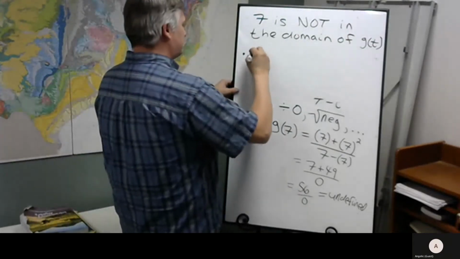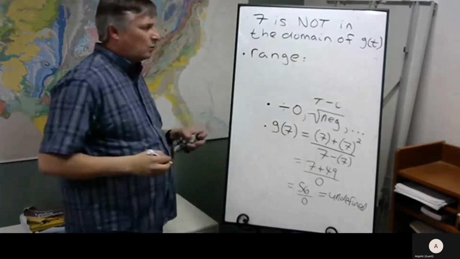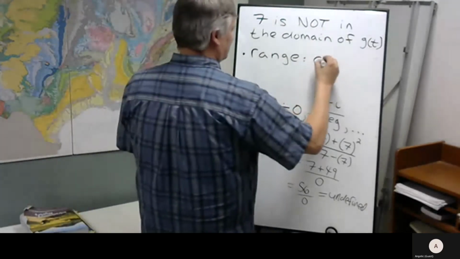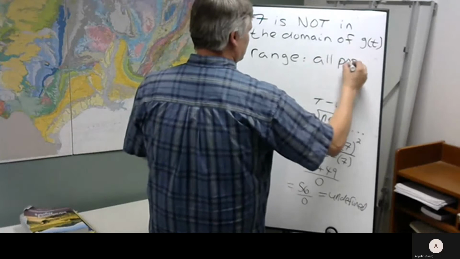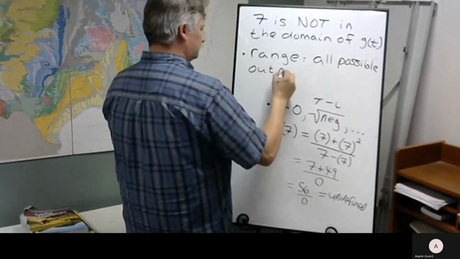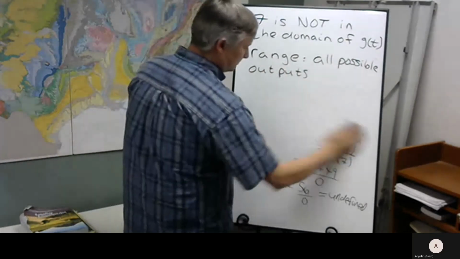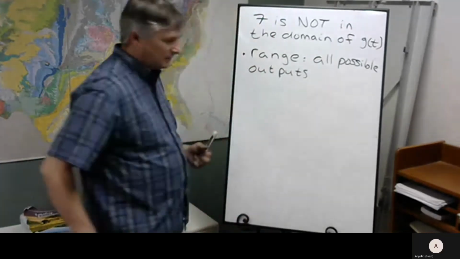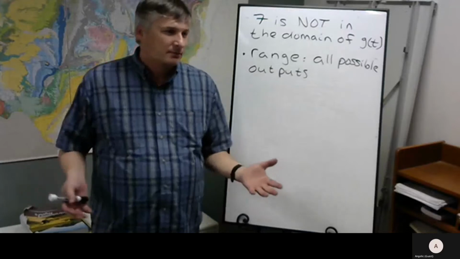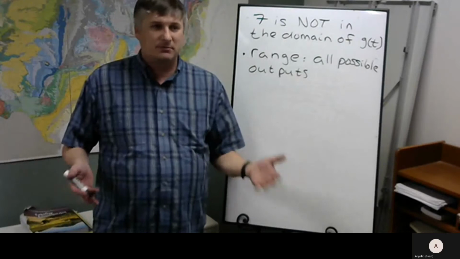Then we have range. What range is, is all the possible outputs. So basically, it's all the numbers we get by putting in all the values of the domain, or all the inputs, into the function.